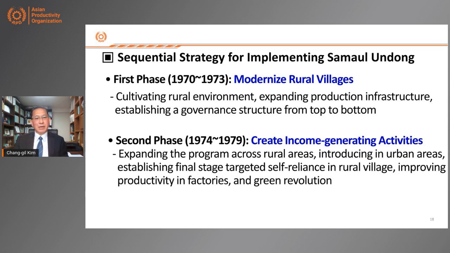So in this phase, the program was expanded across the whole rural area, introducing it to urban areas. That means the urban Saemaul movement, establishing the final stage, targeted self-reliance in rural villages, improving productivity in factories, and the green revolution in the rural sector.